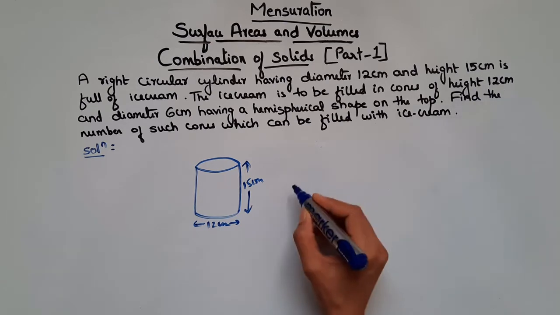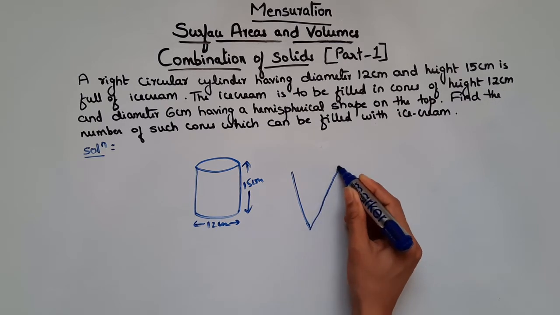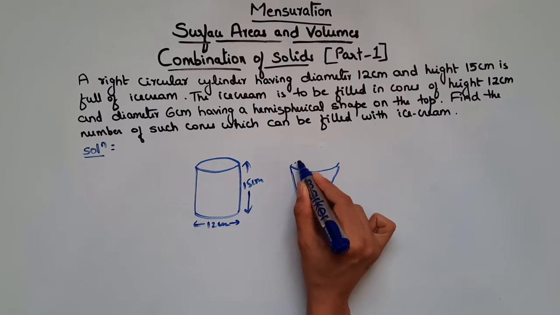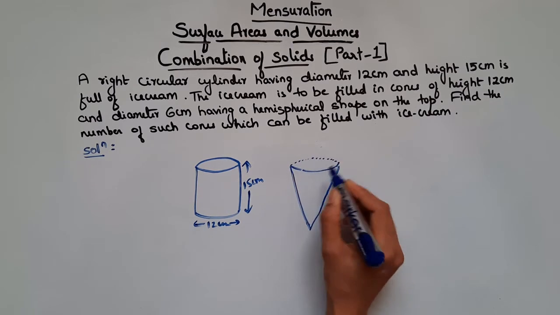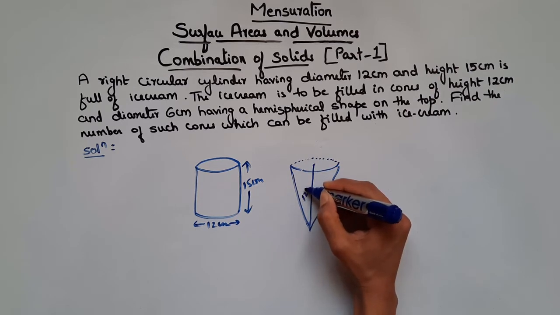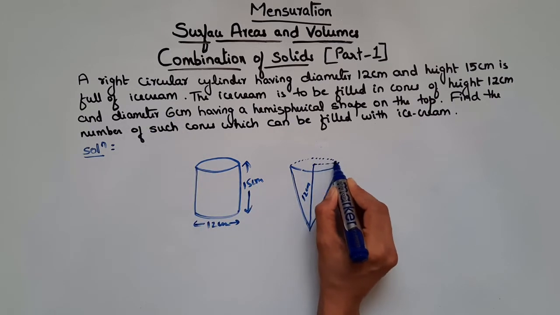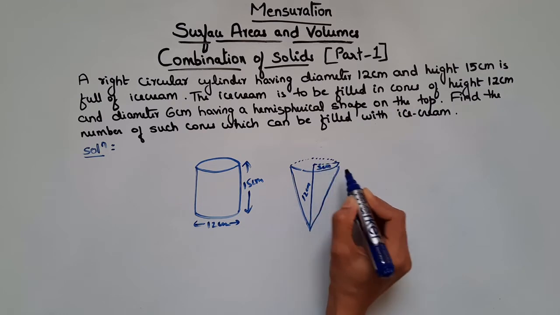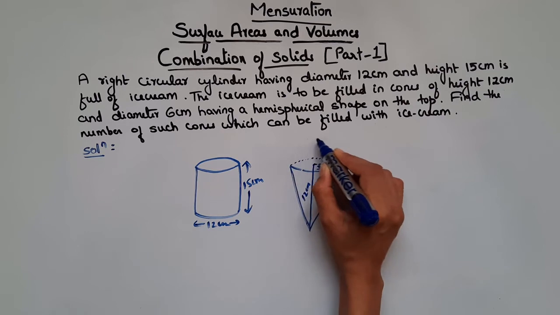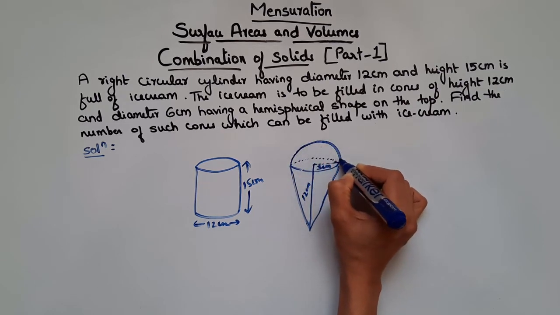So the height of the cone is given as 12 cm. So we have a cone like this whose height is 12 cm. So this height is 12 cm and the diameter is 6 cm, which means the radius of this cone is 3 cm, right? Having a hemispherical shape on the top. So we have an ice cream at the top, which is a hemispherical shape at the top like this, right?